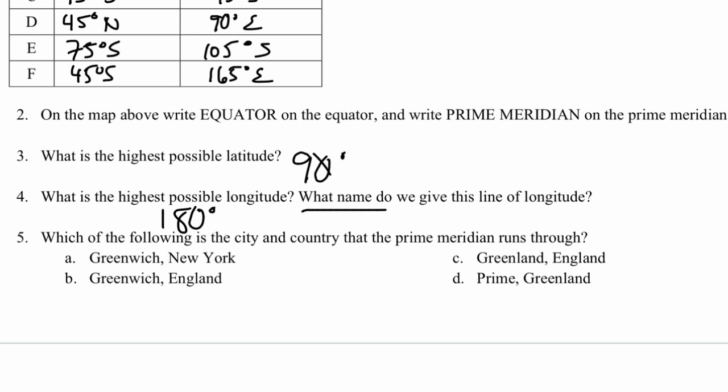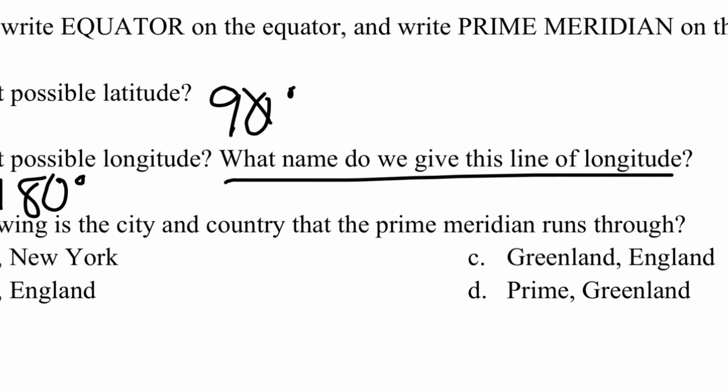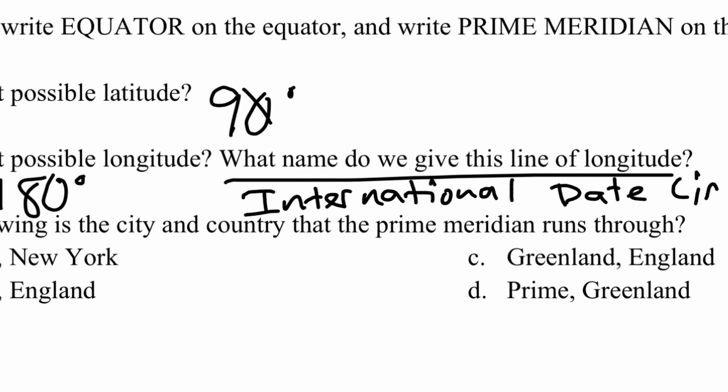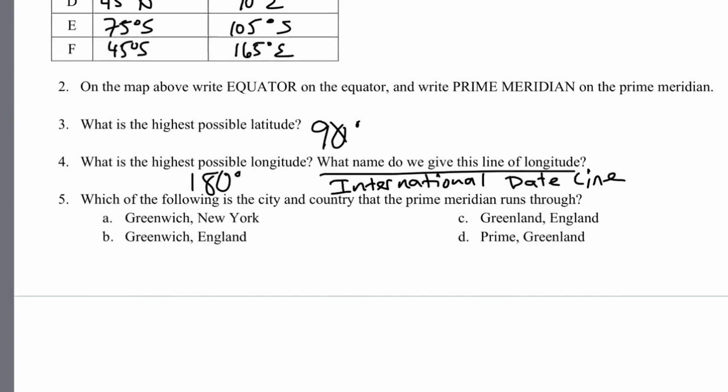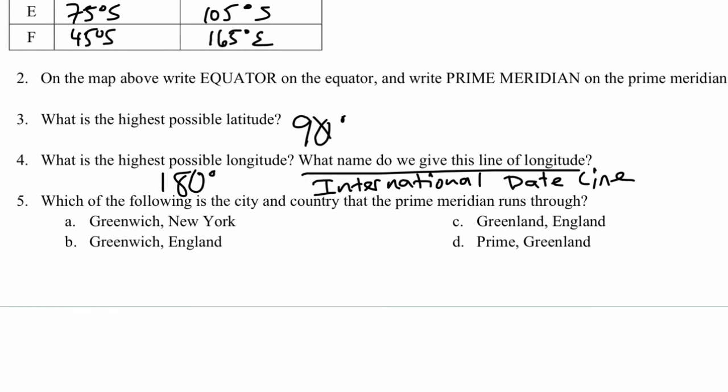What do we call that 180 degree line? That is the international date line, or the IDL. And what city and country does the prime meridian run through? That's going to be Greenwich, England.